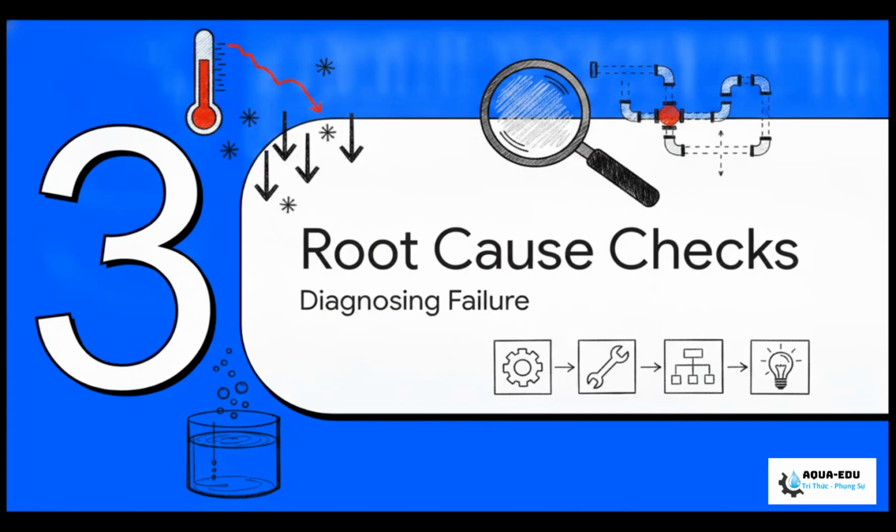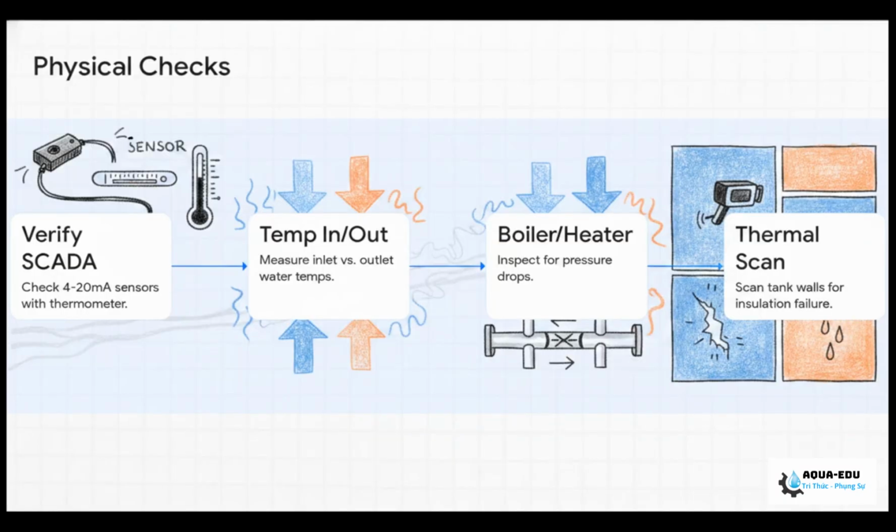That brings us to Section 3, 8 root cause checks. This is all about diagnosing the system failure. The second you see those symptoms, it's time for a methodical, step-by-step diagnostic phase. We have to find out exactly where we're losing our heat. We start with 4 physical checks.